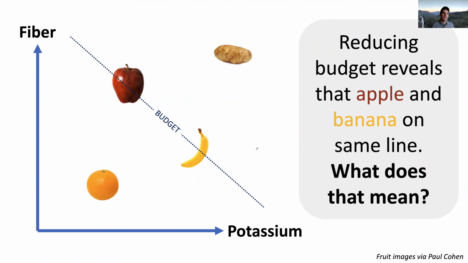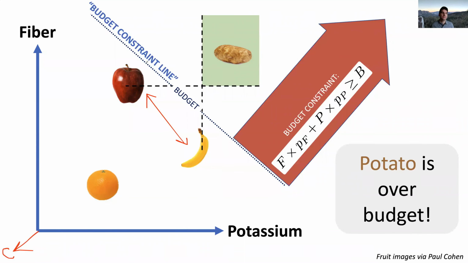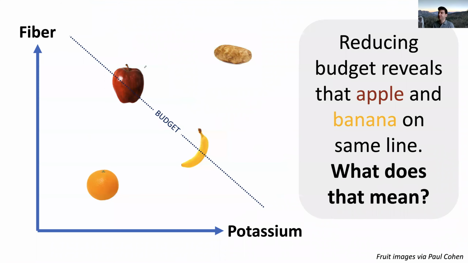So if I reduce my budget slightly, so go back to this slide, the budget is up here, and I'm going to reduce the budget slightly, then what I might find for this particular budget, for this particular price of fiber and potassium, is that both the apple and the banana fall on this same budget line. Now think about this for a second. Can someone tell me, what does that reveal about the price of the banana and the apple? The fact that they're on the same budget line.